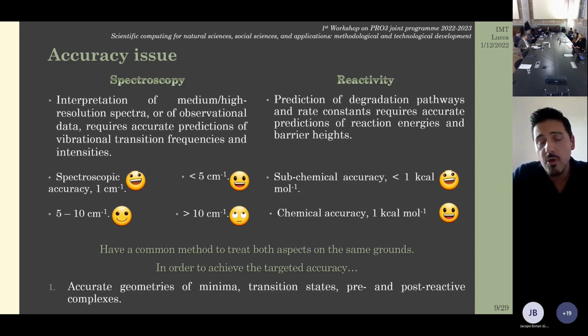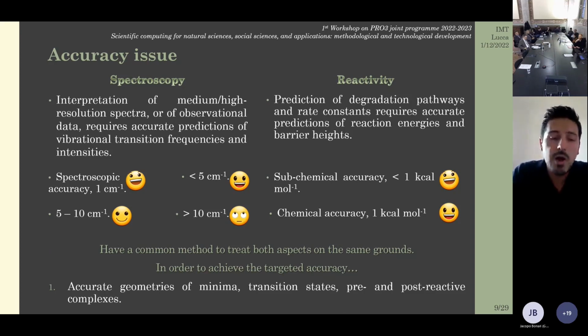On the other hand, concerning reactivity, the accuracy requirement is the so-called chemical accuracy for reaction energies and reaction barriers. That is to say, an accuracy of 1 kcal per mole. But even better is if we can reach a subchemical accuracy. And ideally, the computational protocol should be the same, or at least very similar, both for spectroscopy and reactivity.